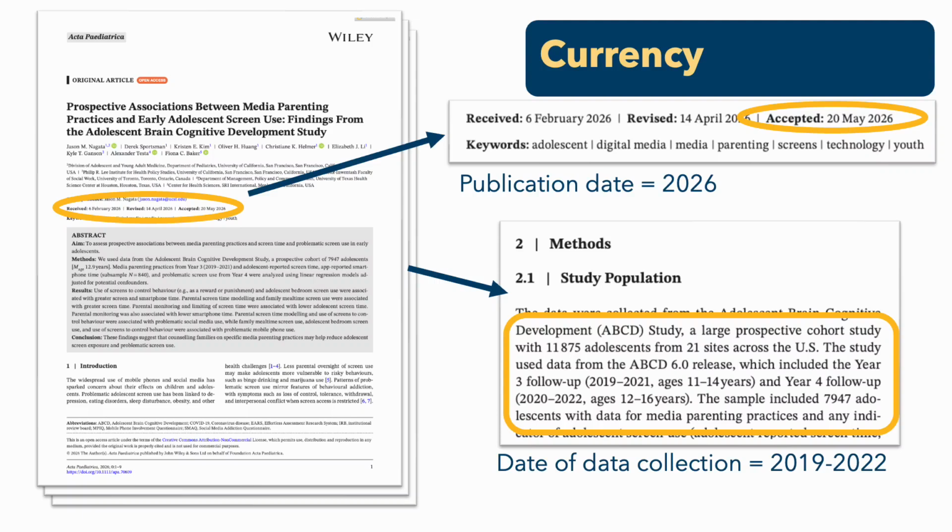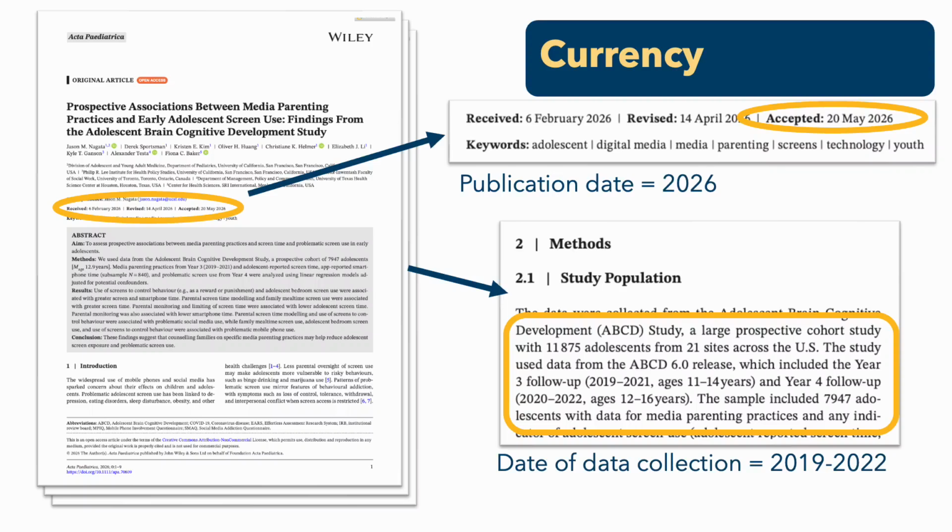The currency or timeliness of a source is another important consideration in evaluation. When evaluating a source for currency, think about the appropriate time frame for your topic. Are you working on a topic where you want the most up-to-date information? Would your topic benefit from having a more historical perspective?